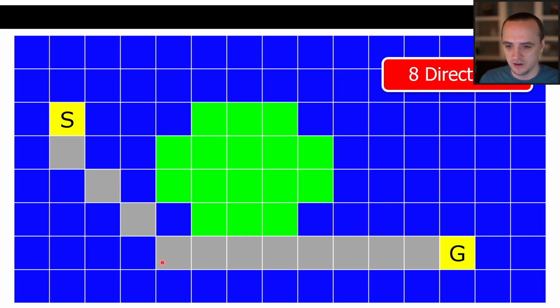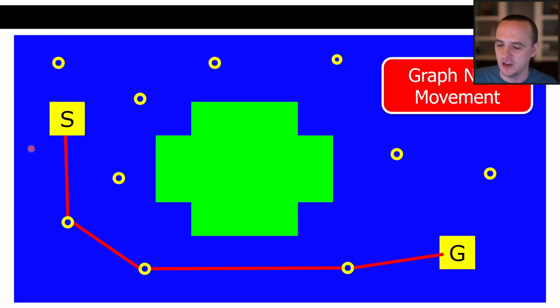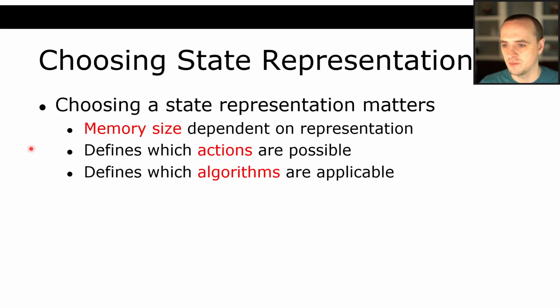And so in a graph, for example, maybe your representation is far more sparse and you only have to store a few nodes in the graph. So it really does have a big effect on the memory size of the running of your program and your algorithm, right? It's also going to define which actions are possible and which algorithms are applicable. As we'll see in a couple of lectures, there are certain algorithms that are really well suited to working with grids that can't actually work on something like a graph. So depending on your state representation, that's going to make certain algorithms possible or not applicable to your solution.